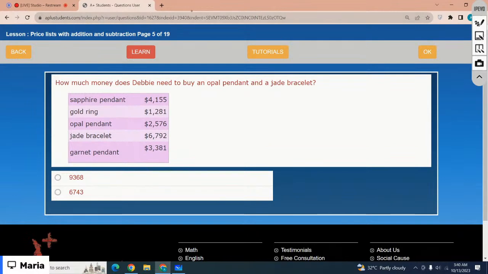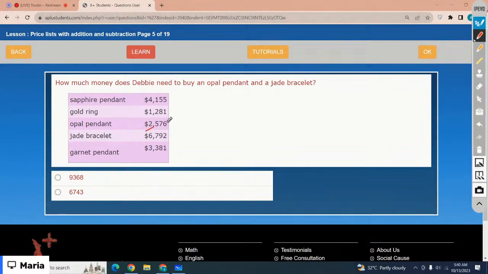How much money does Debbie need to buy an opal pendant and a jade bracelet? Which is the correct option? The opal pendant is $2,576, right? Okay, the opal pendant is $2,576 and the jade bracelet is $6,792. So the correct option is yes, very good. That would be option number 1, 9,368. Option number 1 is the correct option. Very good.